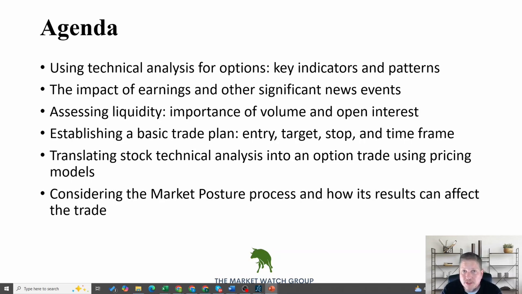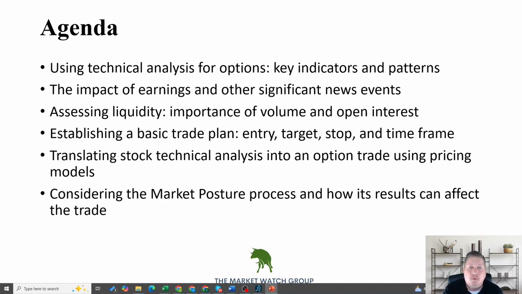I want to help you understand how to assess liquidity, and I want you to be a liquidity snob. It's not a little important or kind of important. Liquidity is absolutely crucially important. We don't trade illiquid options, period, full stop. That's it. And I want to make sure you understand volume and open interest, and how those will work to your favor.